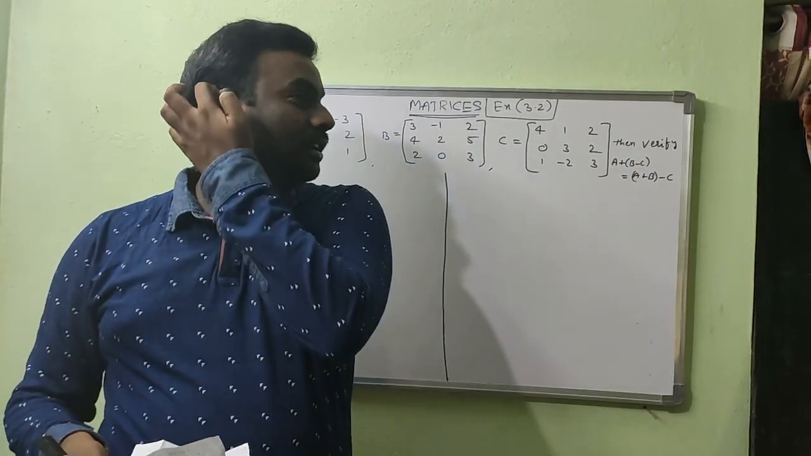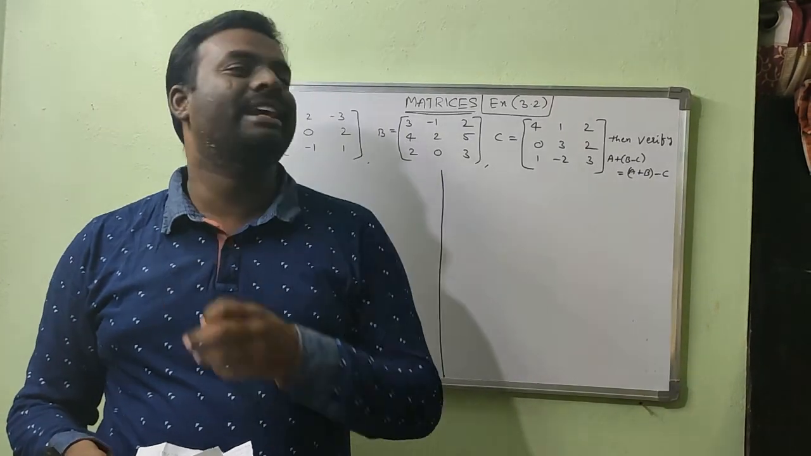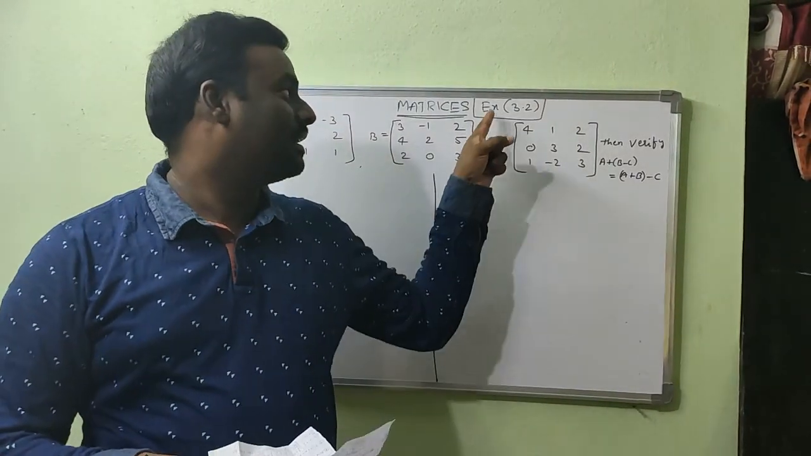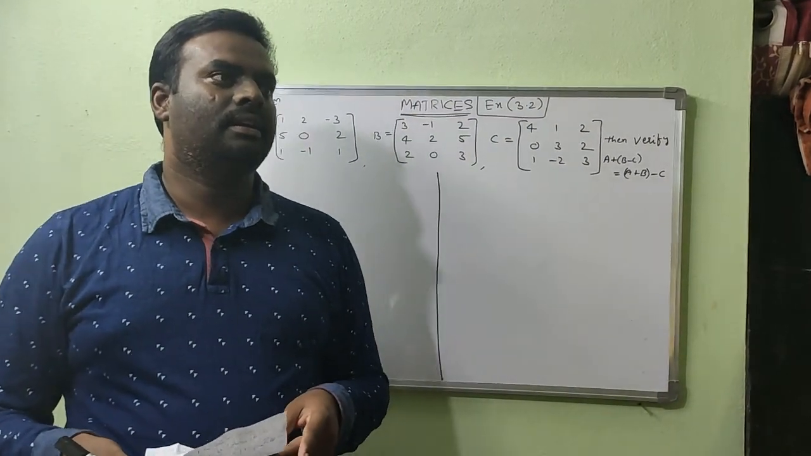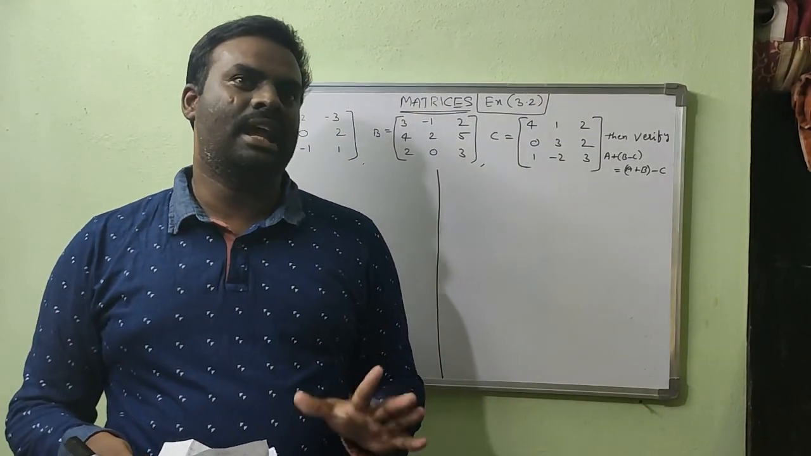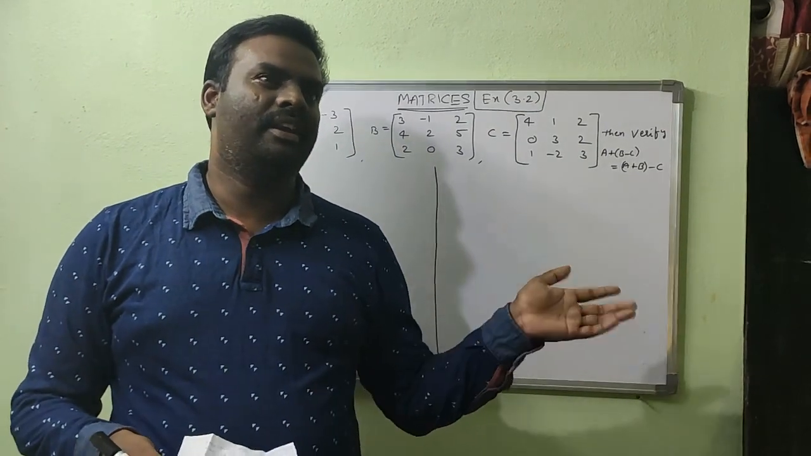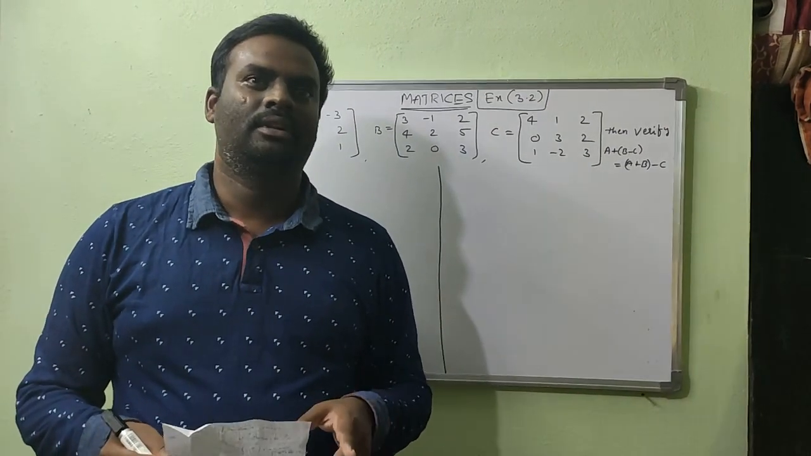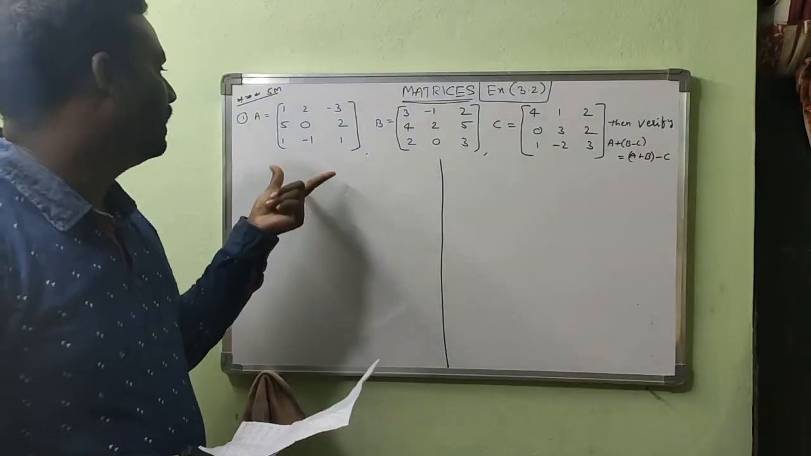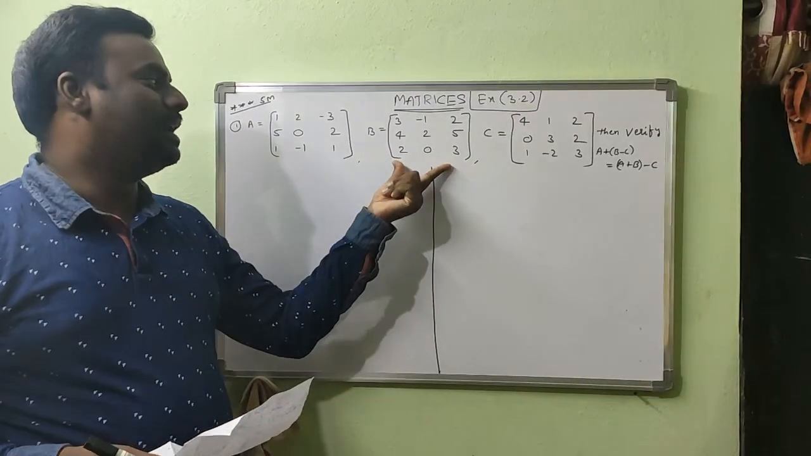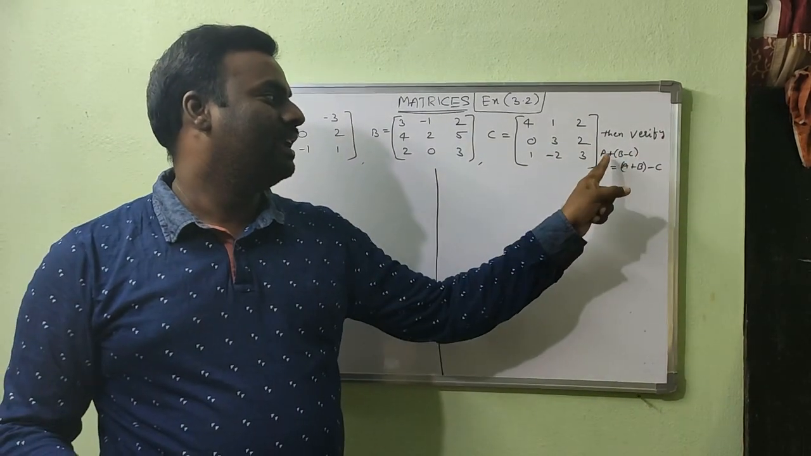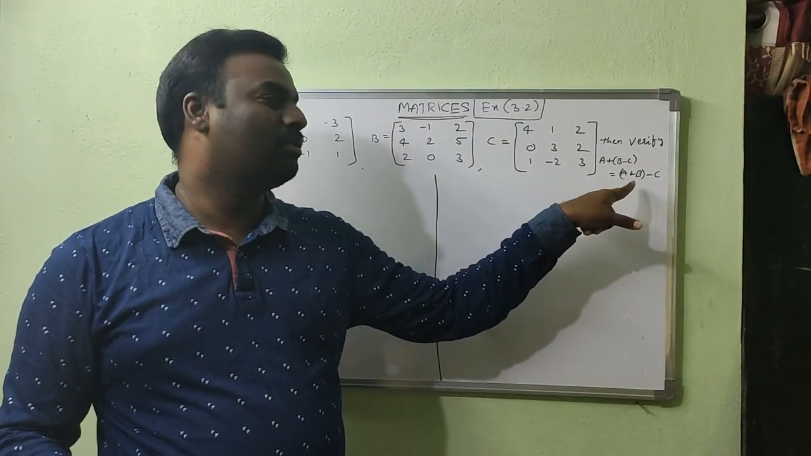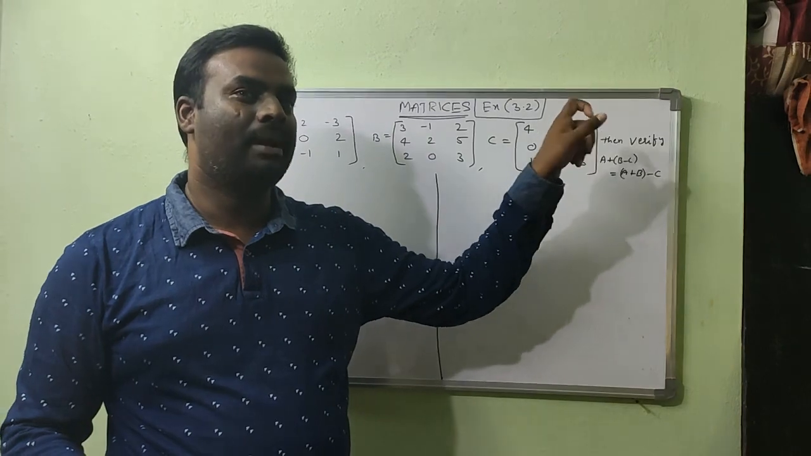In today's session, we are discussing the second exercise in this chapter, exercise 3.2. In this chapter, the same model questions I will give as homework, and different types of questions I will explain. Now listen to the first question. A matrix is given, B matrix is given, C matrix is given. Then you need to verify A plus (B minus C) is equal to (A plus B) minus C.